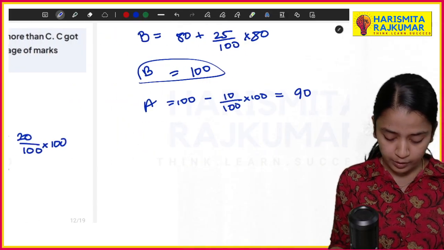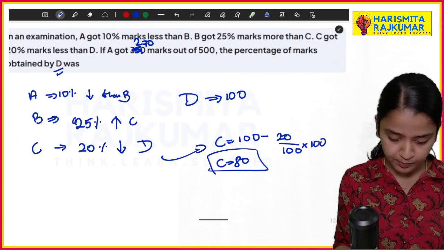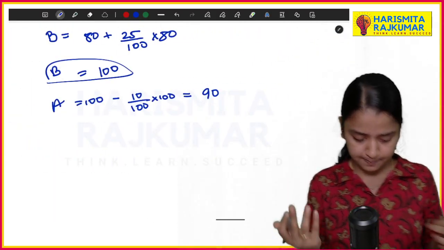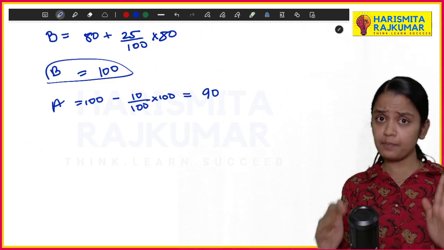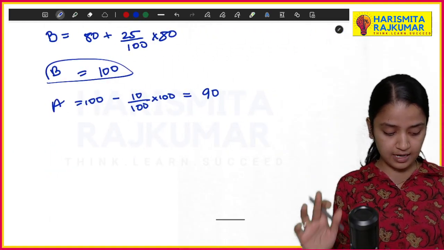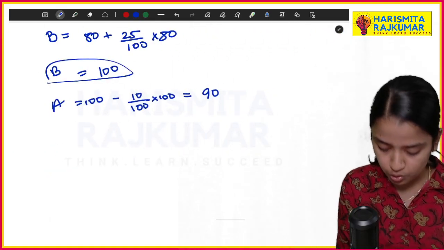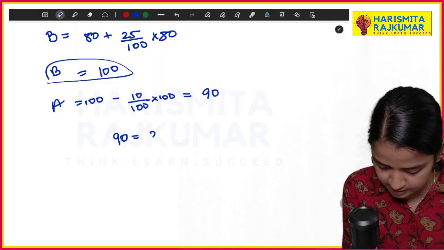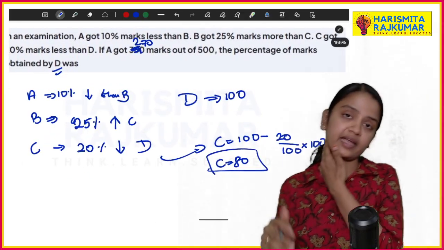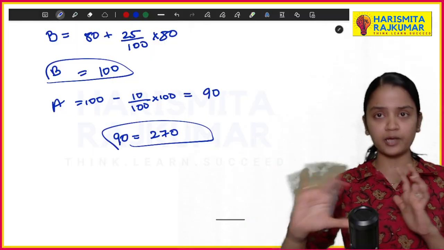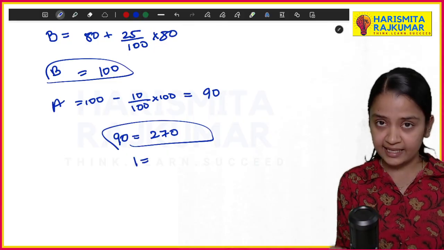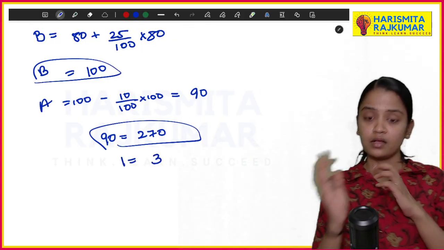Now, I told you, A gets 270 marks. So 90 percentage, so your 90 here is equal to 270. Okay, 270 marks only they are getting, right? So I am getting 90 out of this, so 90 is equal to this. So I can cancel, so 1 is equal to 3.